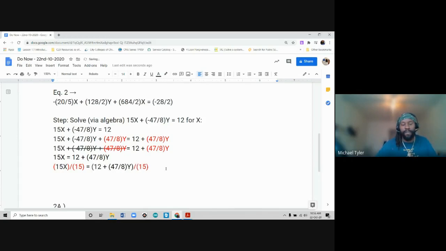There we go. This is a change because that's going to divide into both of those. It's going to be 12 divided by 15 and 47 over 8.